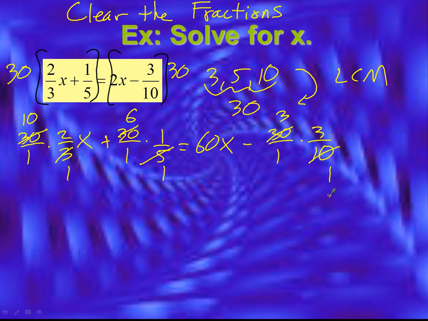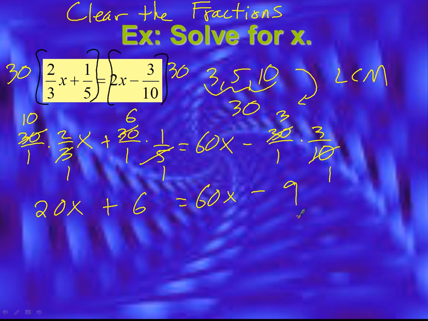That worked out great. Did we luck out? No. Or was that always going to happen? Notice that when we cross-reduced, I got nothing but 1s on the bottom of my fractions, which means I don't even need the fractions, right? So this really ends up being 10 times 2 is 20x plus 6 times 1 is 6, 1's on the bottom, equals 60x minus 3 times 3 is 9 over 1. How about that? And now it's an easy problem to deal with, right?